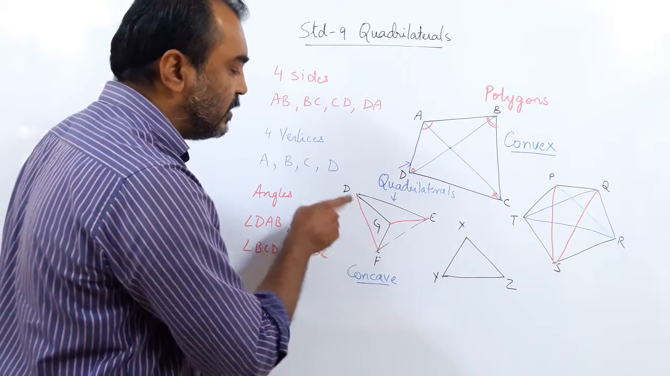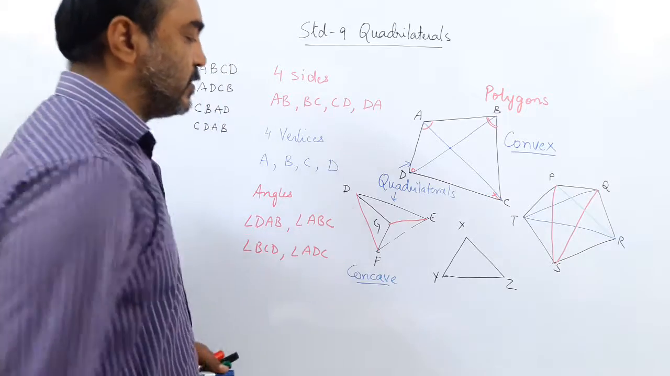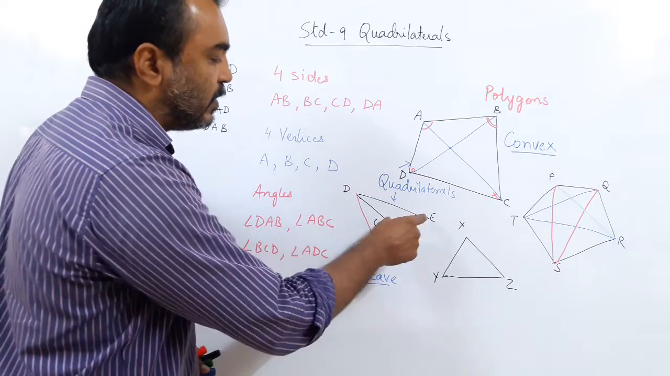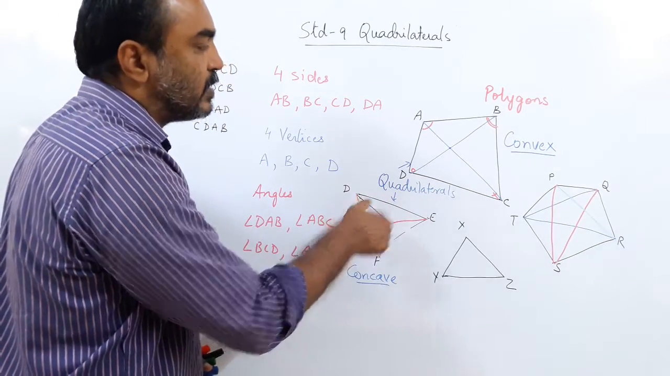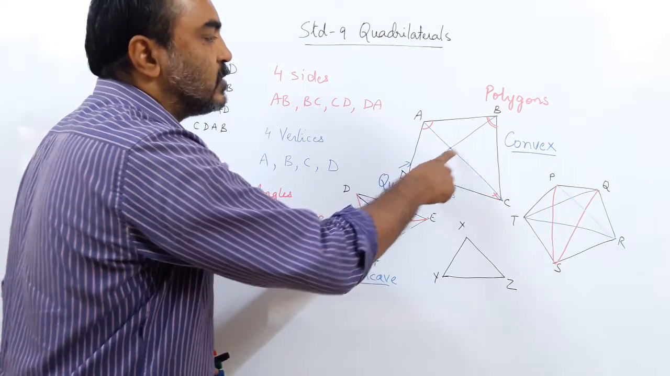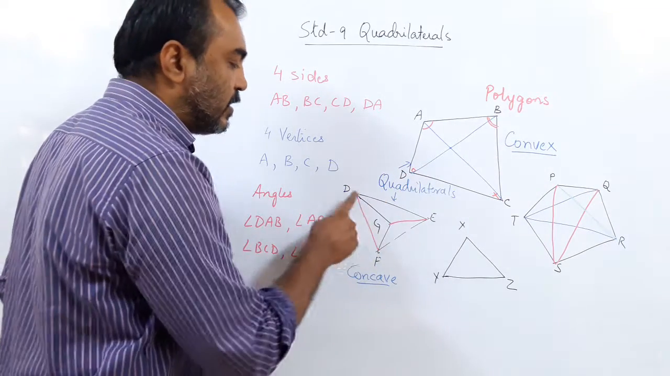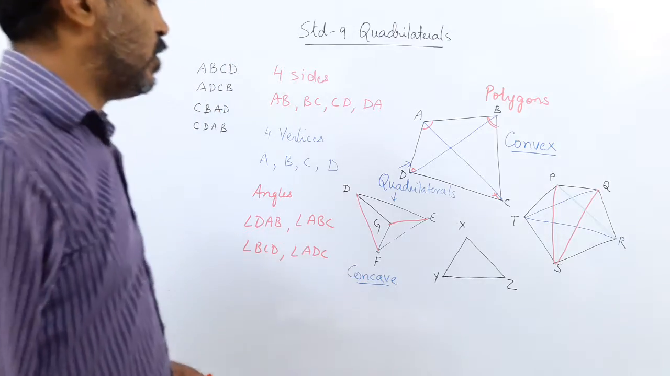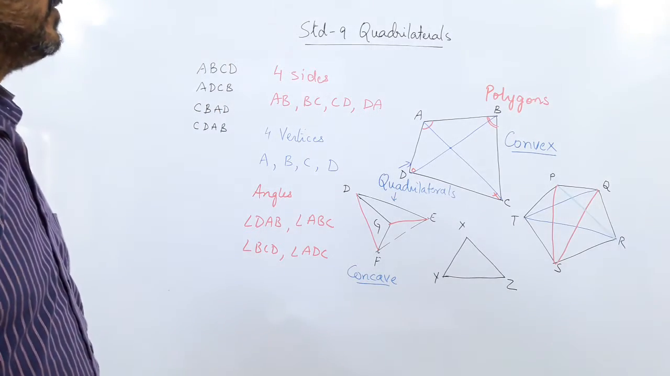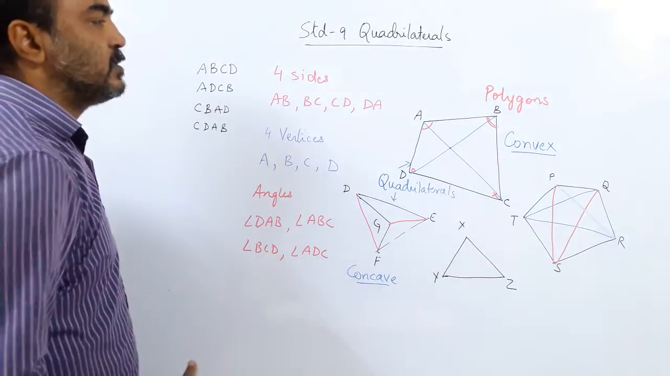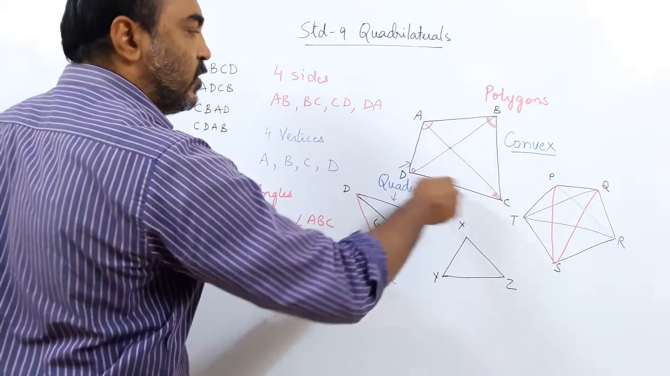You can see the diagonal GE and DF, they don't intersect. If I extend, they will, but here these two line segments do not intersect. Here they intersect each other, so it is called a convex quadrilateral. Here they don't intersect each other, it is called a concave quadrilateral. So understood what a quadrilateral is? It's a polygon having 4 sides.